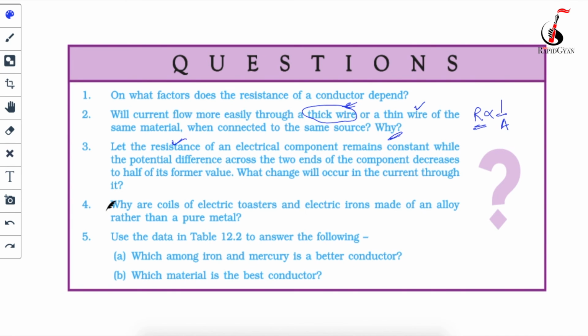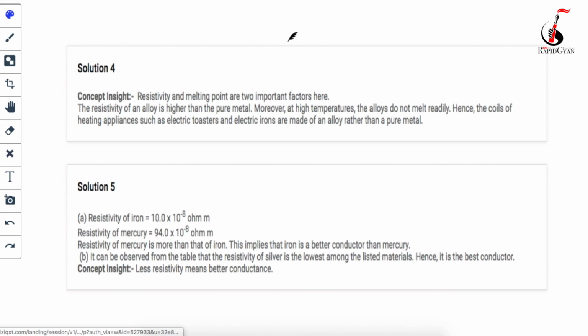Next question is, why are coils of electric toaster and electric irons made of an alloy rather than pure metal? You tell me, beta. Why are they made up of the alloy and not of the pure metal? Because they will, because of the resistance. Okay, so see here the concept is mentioned over here, that the resistivity and melting point are the two important factors. So anyway, we have not studied the melting point, but we have studied the resistivity.